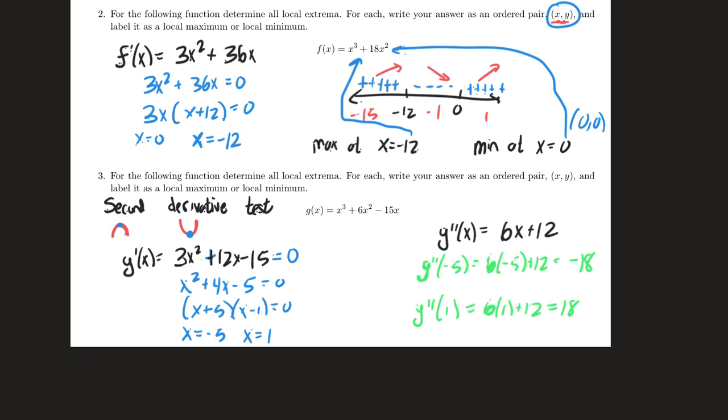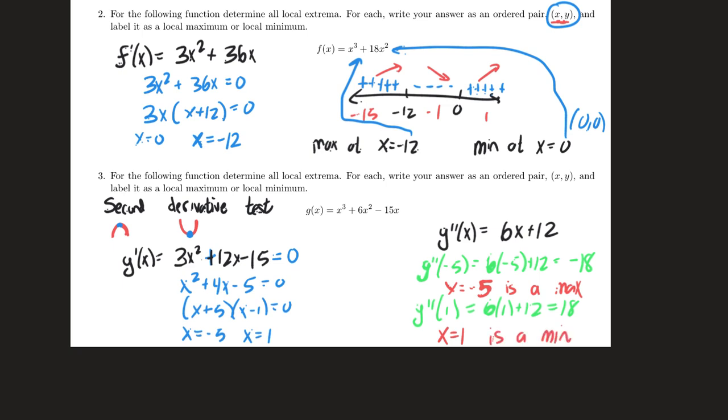It tells me at x equals negative 5, it's a critical point, and it has a negative concavity. So if we look at those concavity graphs to the left, it's negative concavity, it's a frown, which makes it a maximum. And x equals 1, it has a positive concavity, so it's a cup, and that makes it a minimum.